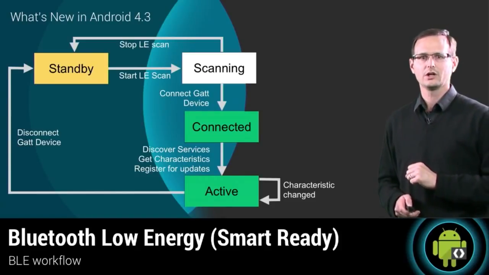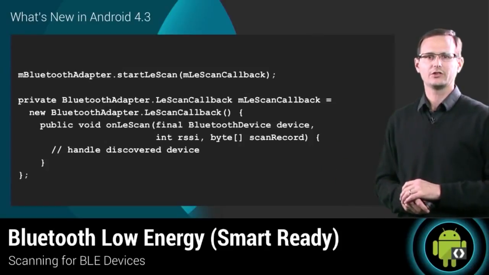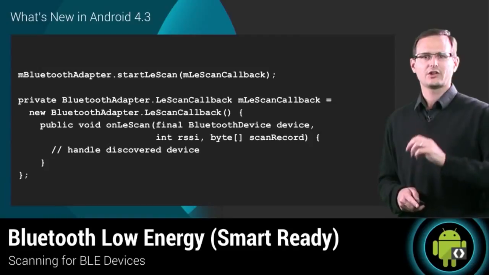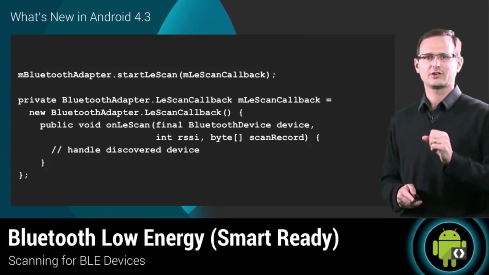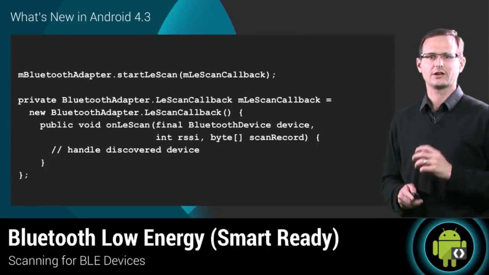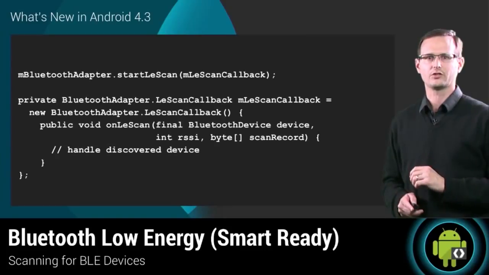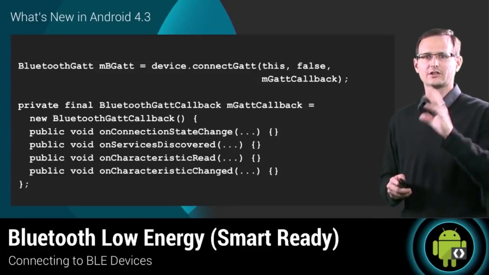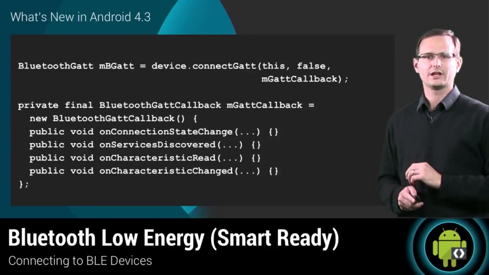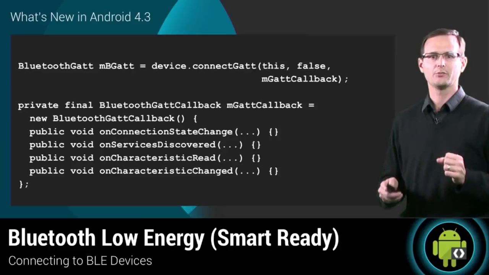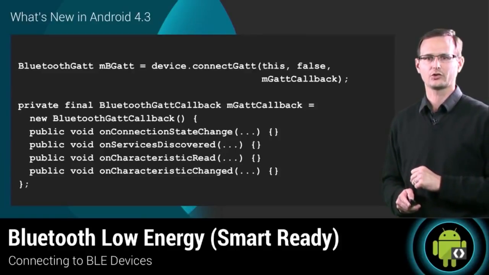You start by scanning for BLE devices, calling startLeScan on the phone's Bluetooth adapter. The scan results are reported using this LeScan callback that reports any detected devices, a received signal strength indication, and the advertisement data describing the services available from that device. You can then connect to that device using its GATT server, using the connectGatt method, implementing the Bluetooth GATT callback to receive connection results and monitor the available services and characteristics.